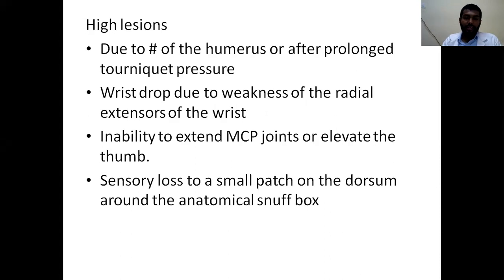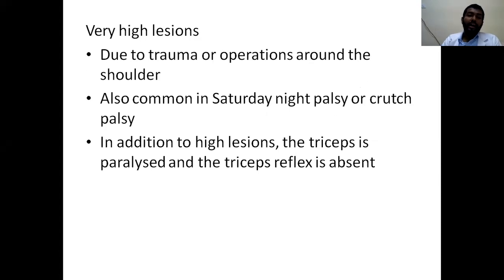There is inability to extend the metacarpophalangeal joints or to elevate the thumb. There is a sensory loss to a small patch on the dorsum around your anatomical snuff box. A very high lesion might be due to trauma or operations around the shoulder, and I already told you, it is also common in Saturday night palsy or crutch palsy. In addition to the high lesions, the triceps is paralyzed and the triceps reflex is absent.